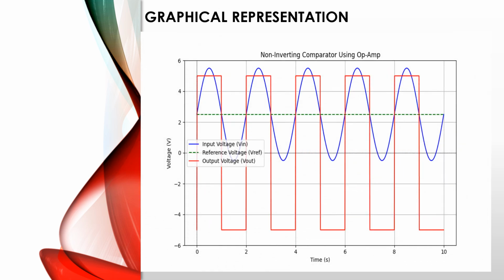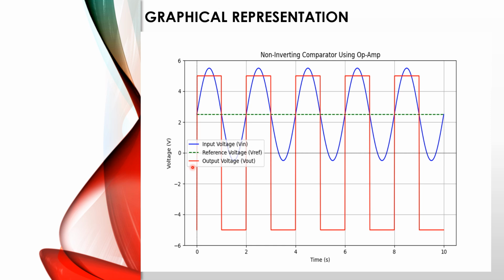The graphical representation of non-inverting comparator circuit looks like this. So how will it be described? This blue line is for input voltage, that is the non-inverting input voltage, V in. This green dotted line is the reference voltage, that is V reference, which is applied to the inverting input terminal. And this red line is the output voltage, which we get from V0, from the output of the op amp.